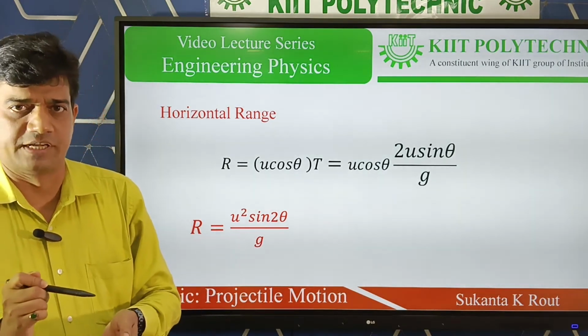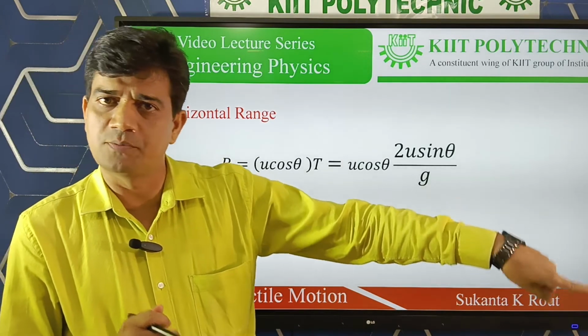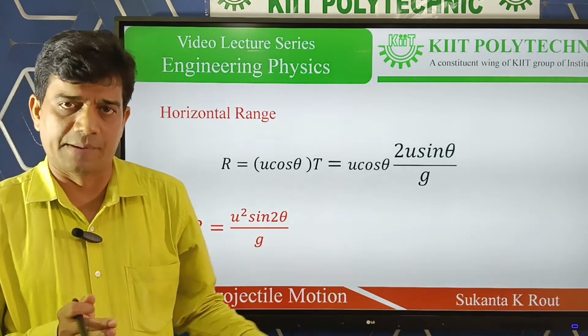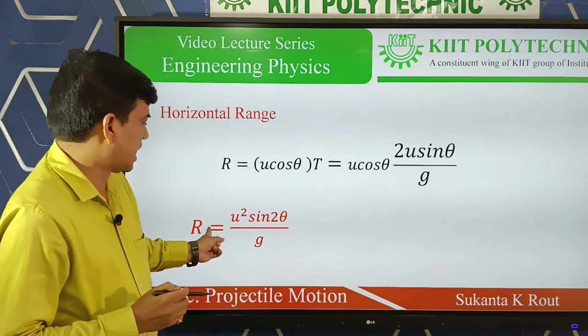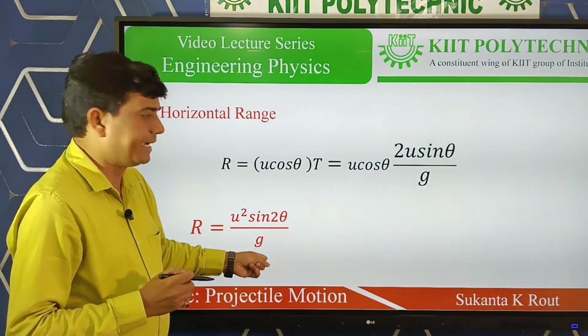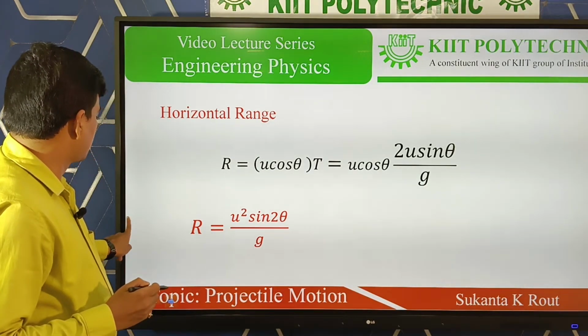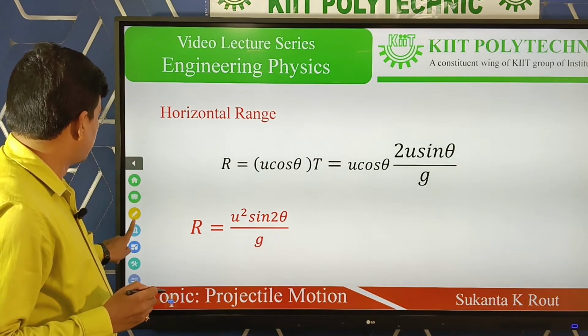Or you are kicking a football, say. What is the horizontal distance covered by the football? That is nothing but the horizontal range. That is u cos theta into the total time of flight, and that expression is R equal to u square sin 2 theta by g. Isn't it, students? So you see one thing. These are the two important formulas.